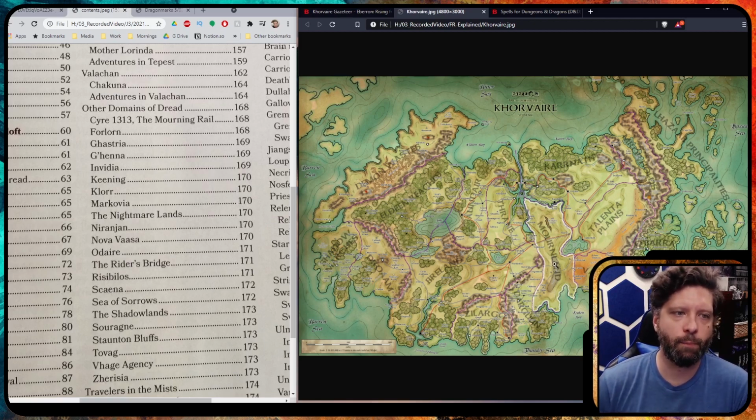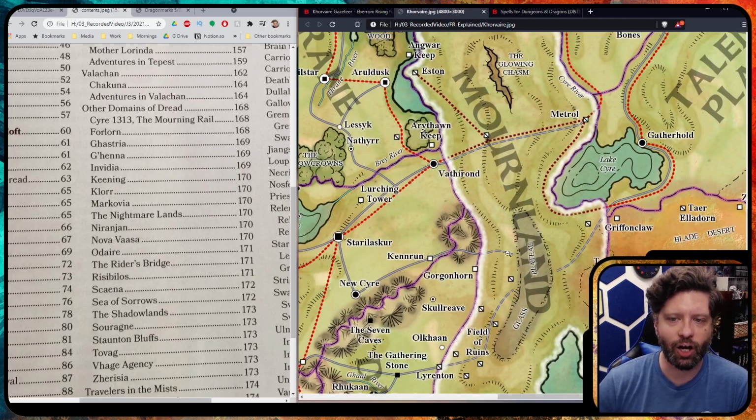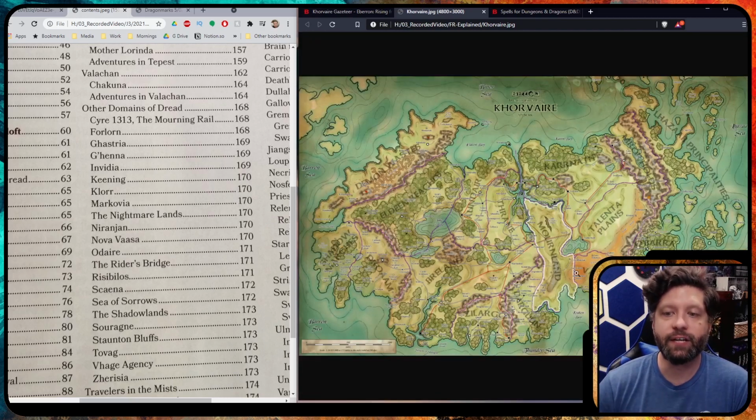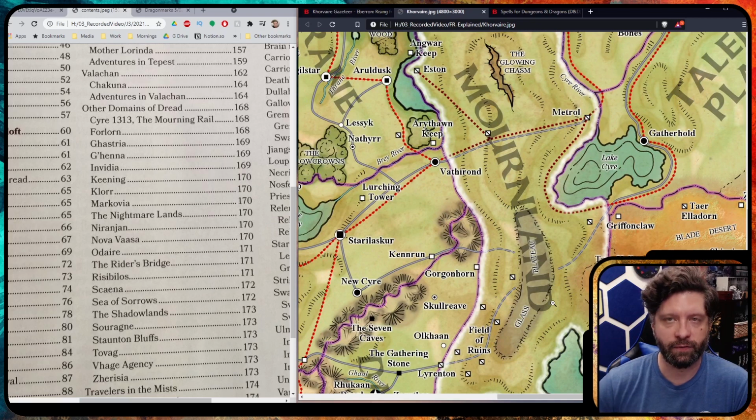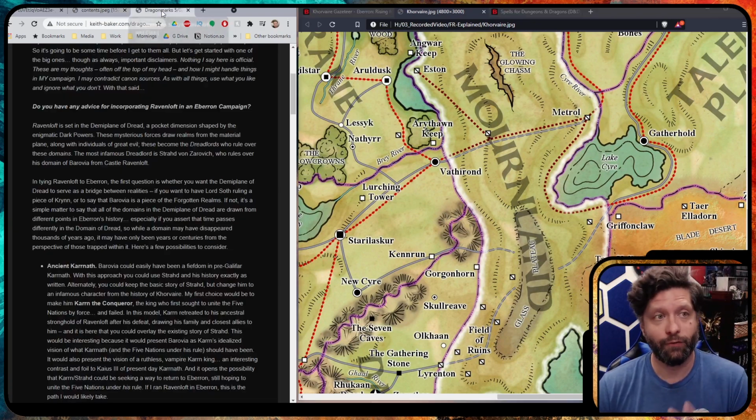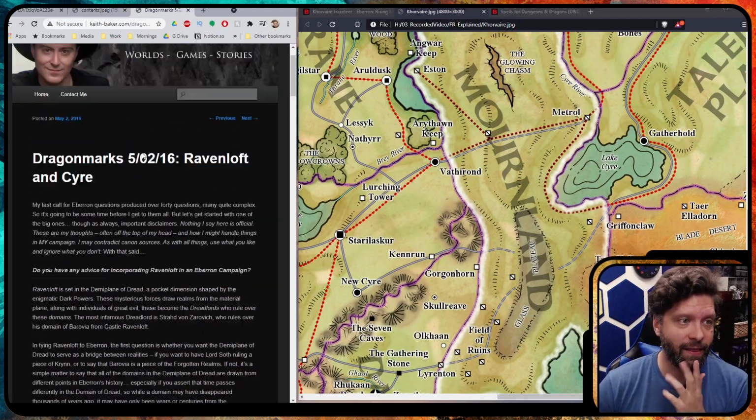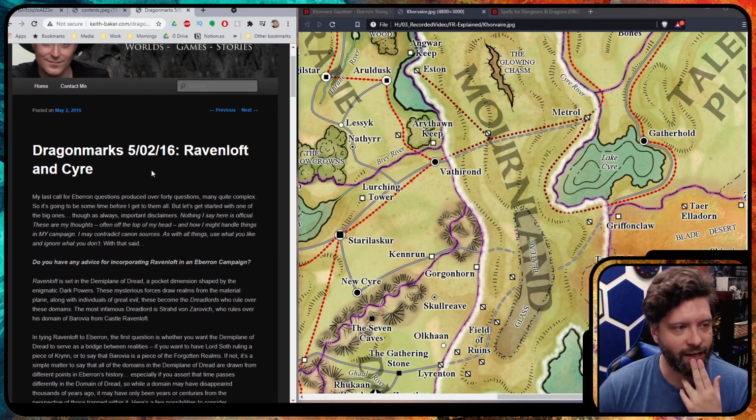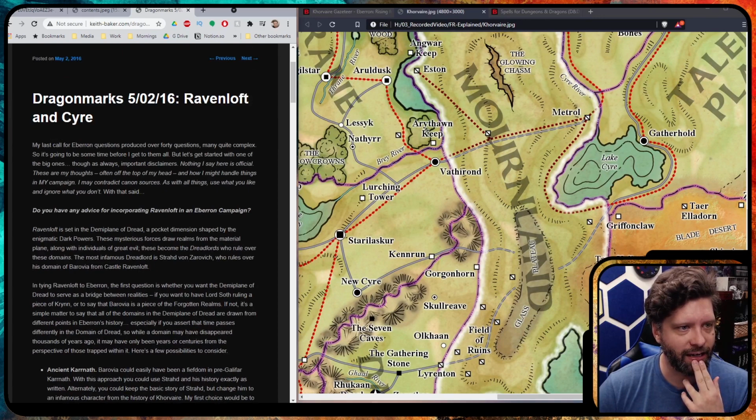And the Mourning Rail, that's an interesting phrase to use, because it was not called the Mournland until after its destruction, but Cyre itself had a lot of lightning rails that went back and forth. So investigating further into this, this is Keith Baker's website here, and this was May 2nd, 2016. Okay, so this is a while ago.